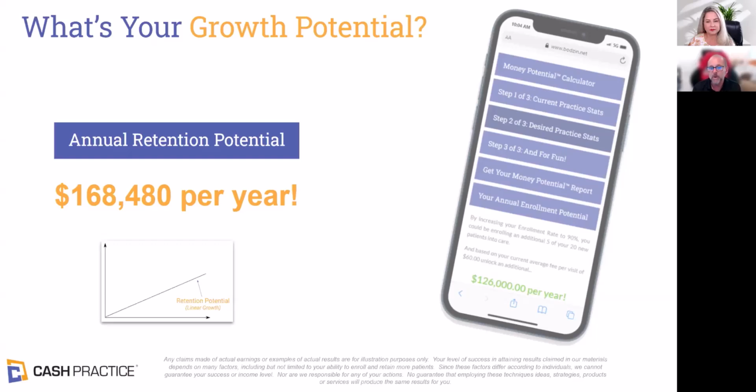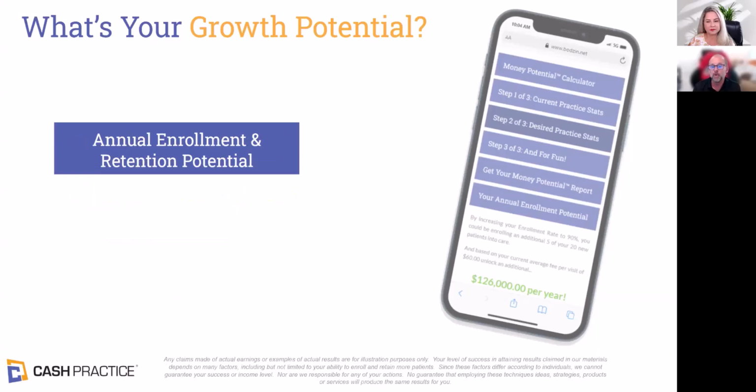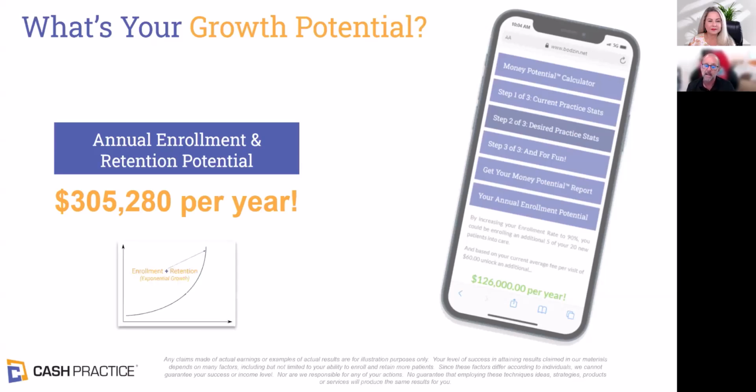What happens when we do both, when we actually improve enrollment and retention? We get better at care planning, we get better at enrolling them in care, and of course, we're getting better at keeping them. When you combine the two, it actually increases. It's not just adding what you had from enrollment increase and retention increase. It's exponential growth, is what we like to say here, in that you have more people who started care and they're all staying longer.